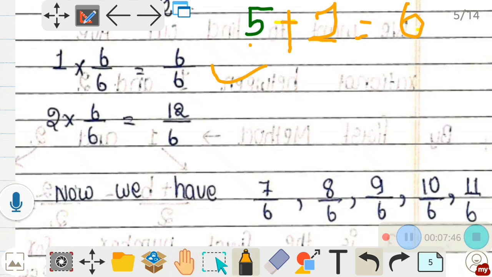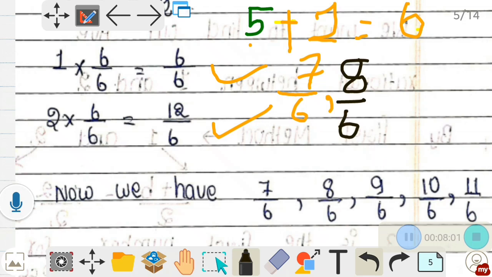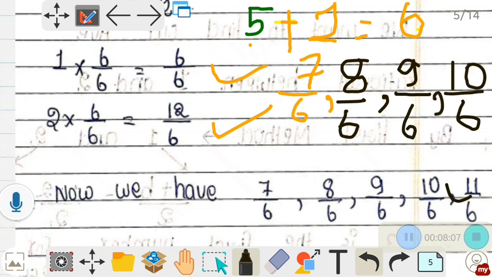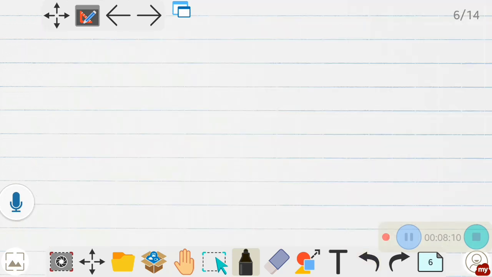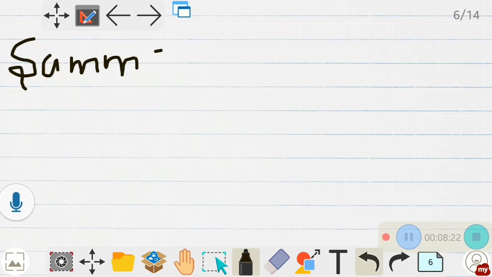6. Now we will multiply both numerator and denominator by 6. So 1 into 6 by 6 will become 6 by 6, and then 2 into 6 by 6 becomes 12 by 6, and we can easily see that 7 by 6, 8 by 6, 9 by 6, 10 by 6, and 11 by 6 are between these two numbers. So this is our today's video.